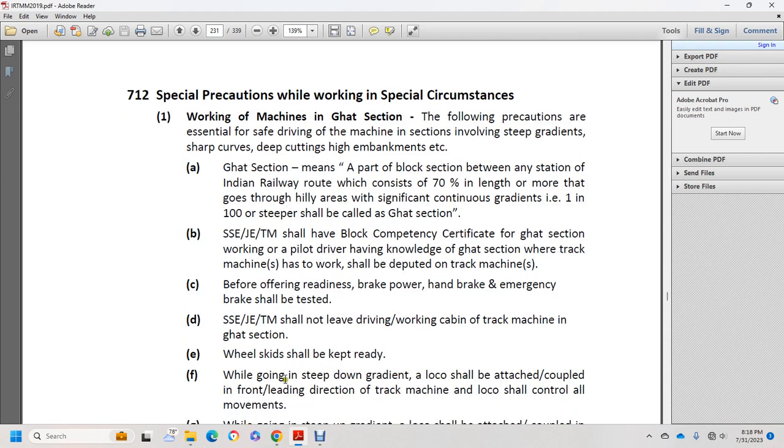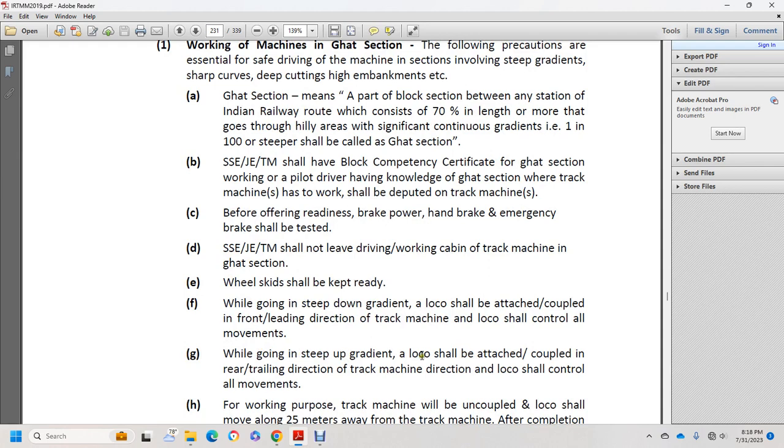The locomotive shall be attached and coupled to the front, in the leading direction of the track machine. The locomotive shall control all movements while going up a steep gradient. The locomotive should be detached and coupled at the rear, in the trailing direction of the track machine.